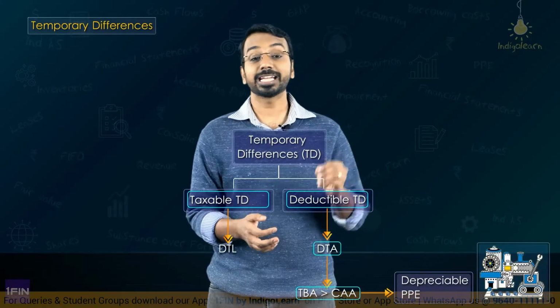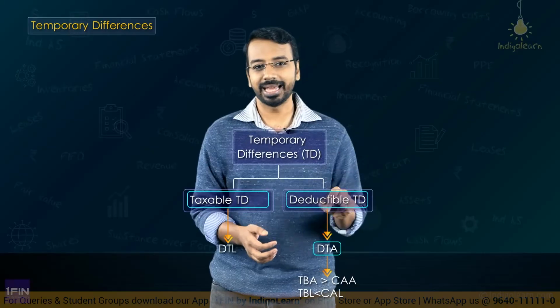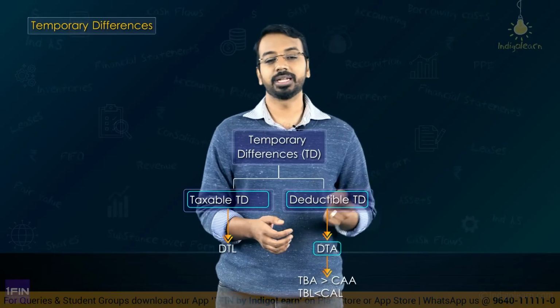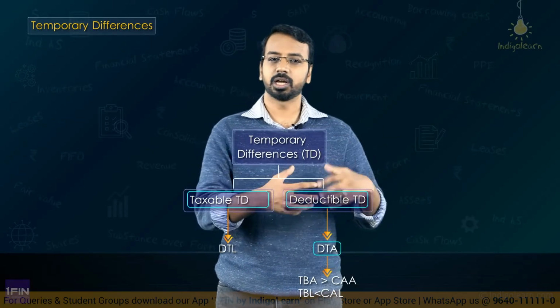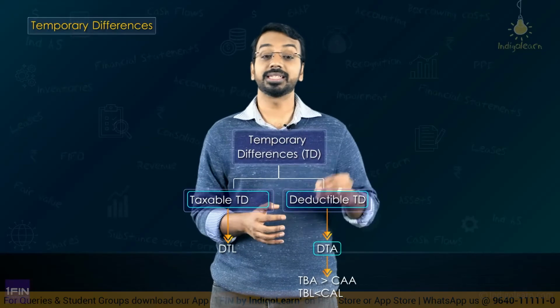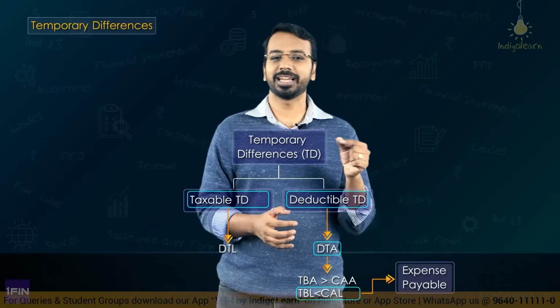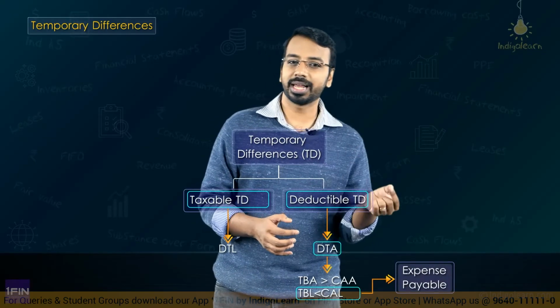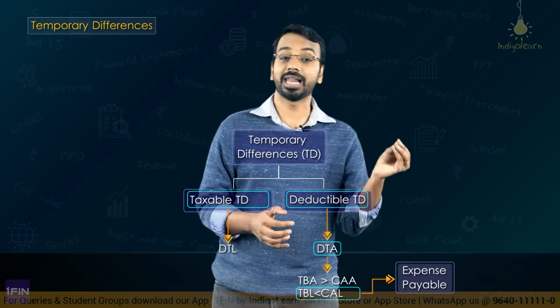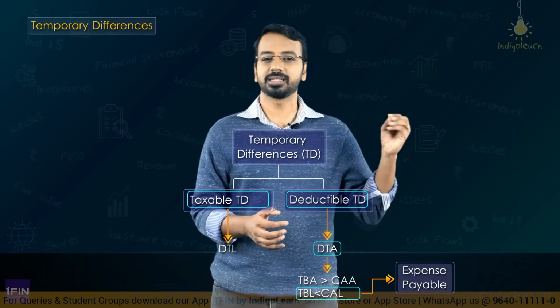Similarly, if the tax base of a liability is less than the carrying amount of the liability, it will result in a deferred tax asset. Say, for example, there is an expense payable. Because there is an expense payable, you would have already booked it as an expense in the books. So, you have a liability towards that expense payable. Say it is 1000 rupees.